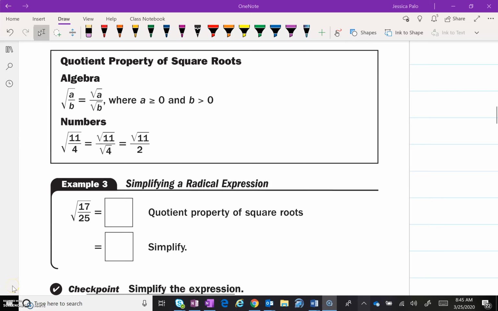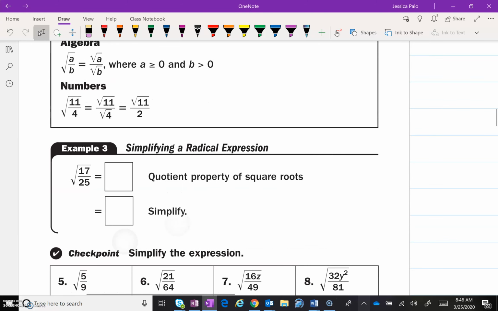All right, here we go. Here is the quotient property of square roots. It's the same as the product property of square roots, except now there is also a denominator. So the trick is that there cannot be a radical in the denominator. But luckily in this section, most of your denominators are going to be perfect squares or contain perfect squares.